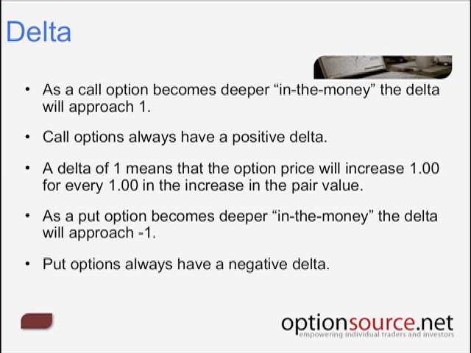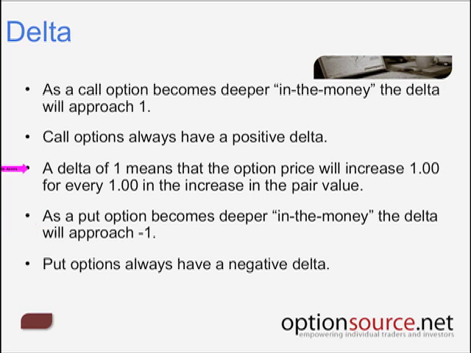So a couple of characteristics that we need to be aware of. As a call option becomes deeper in the money, the delta will approach 1. What that means, as I mentioned earlier on, is that the deeper in the money our option contract goes, the more closely it's going to reflect a move in the underlying pair value. Now, a call option will always have a positive delta, and a put option, as I've indicated in this point down here, will always have a negative delta.